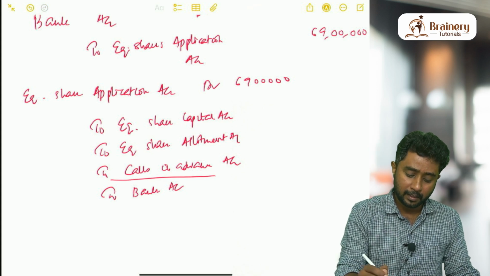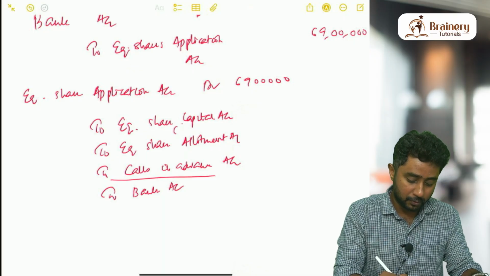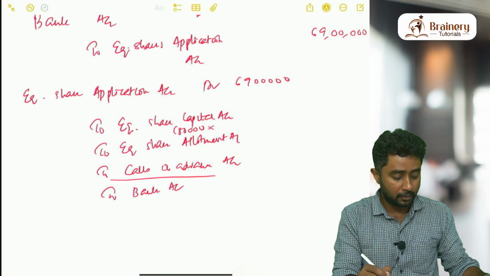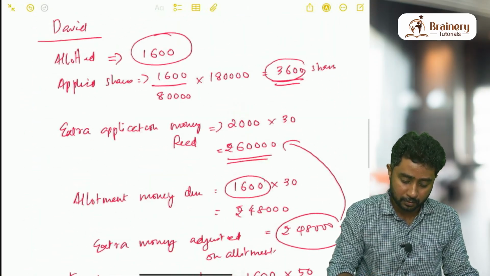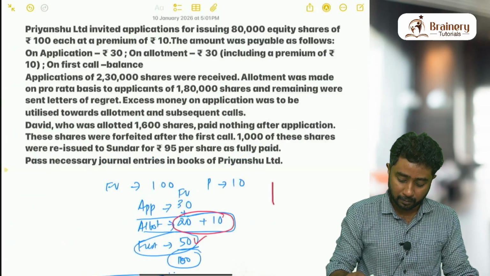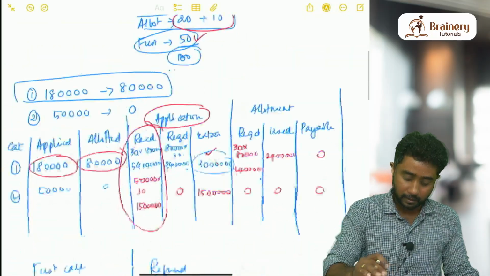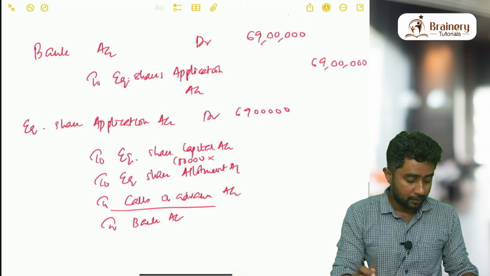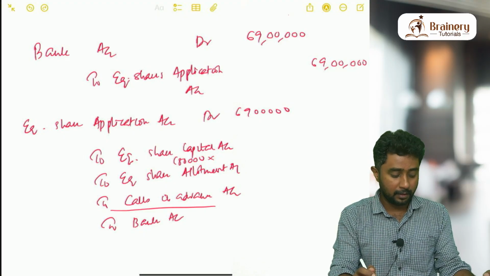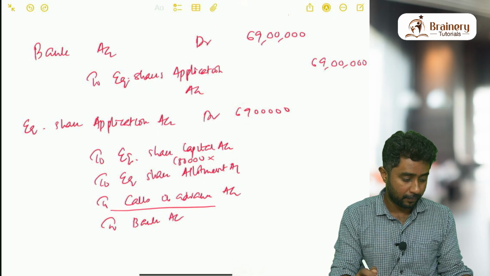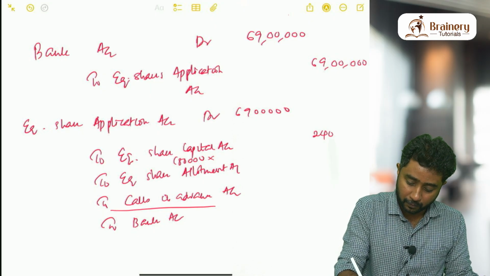So as you can see here, equity share capital account, how much we have to show? We have only 80,000 shares with us. The 80,000 into face value part of the installment. So as you can see, application, the entire 30 is face value part. So that alone we have to show here. So 80,000 into 30, which will give us 24 lakhs.